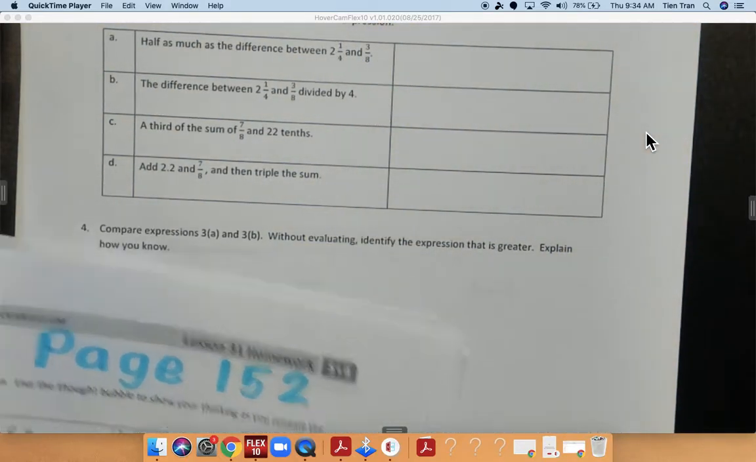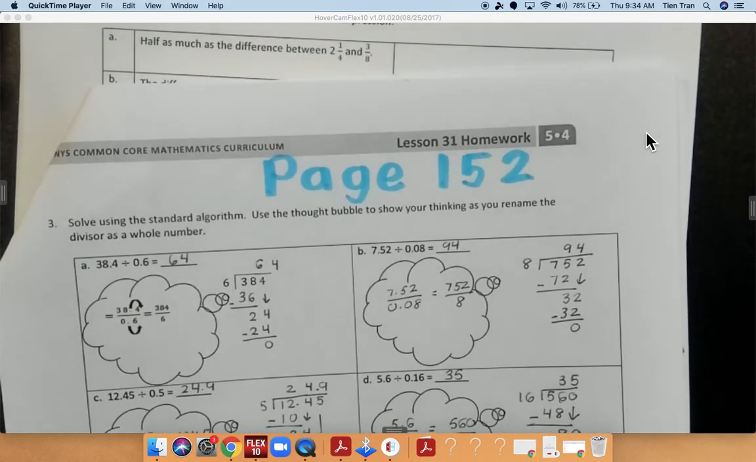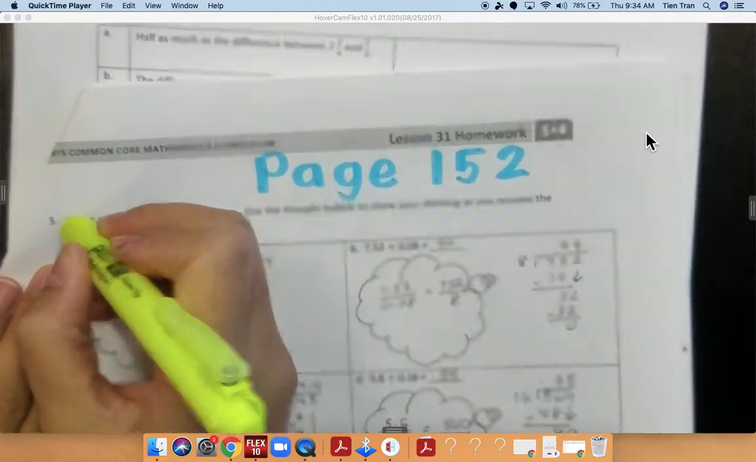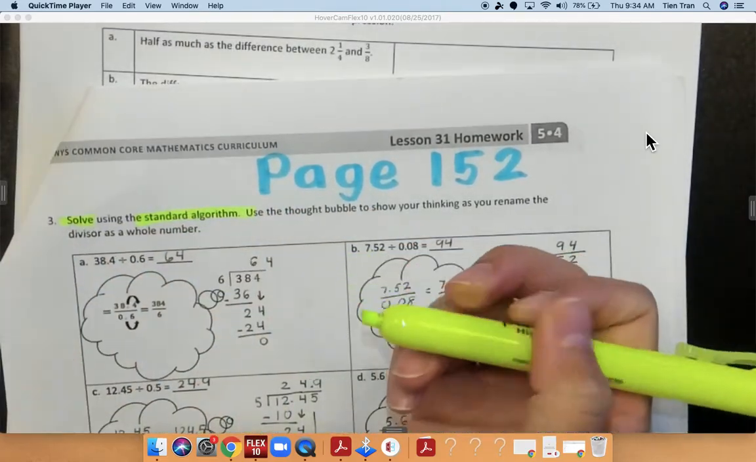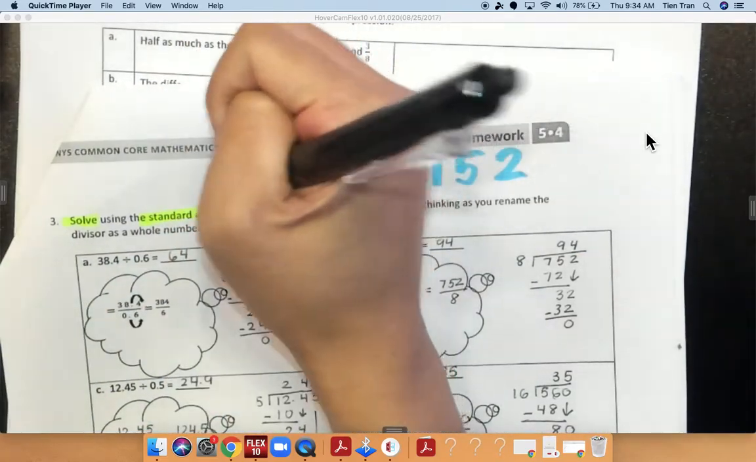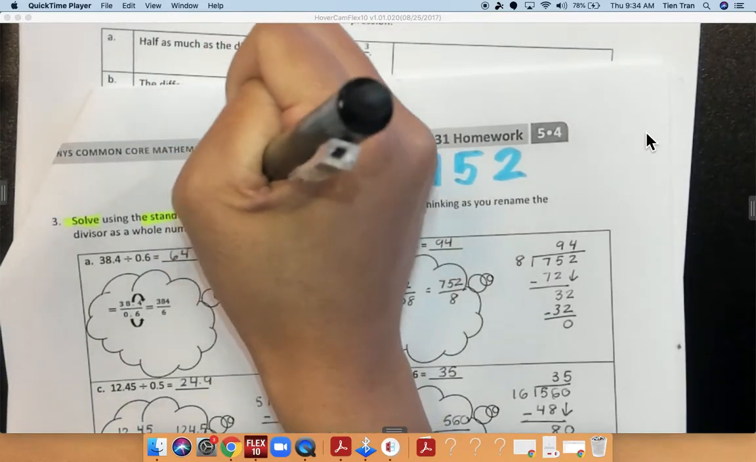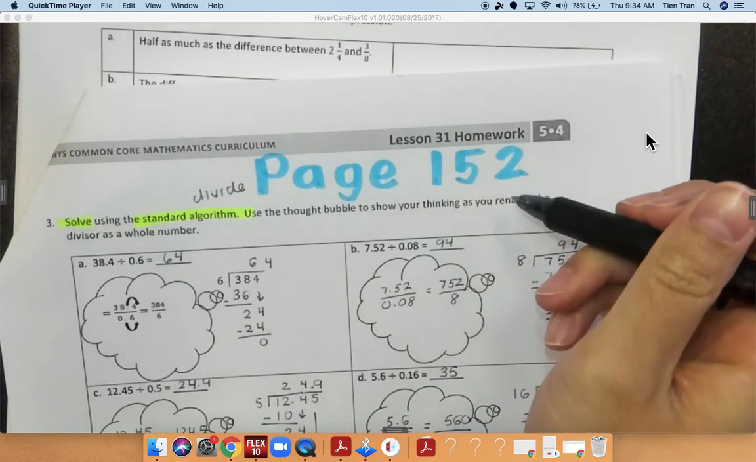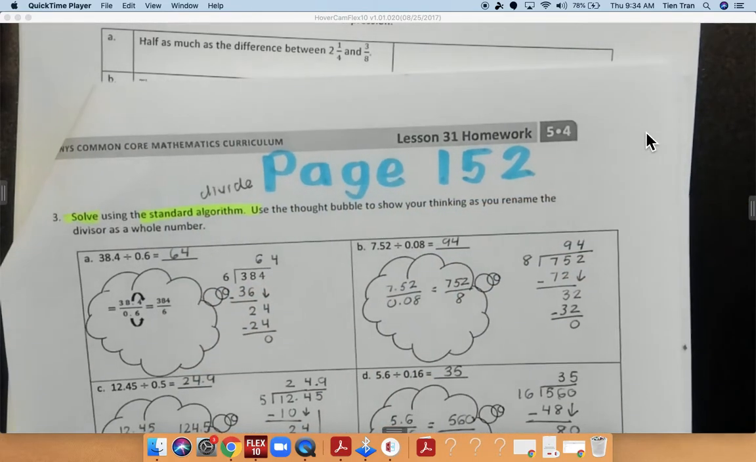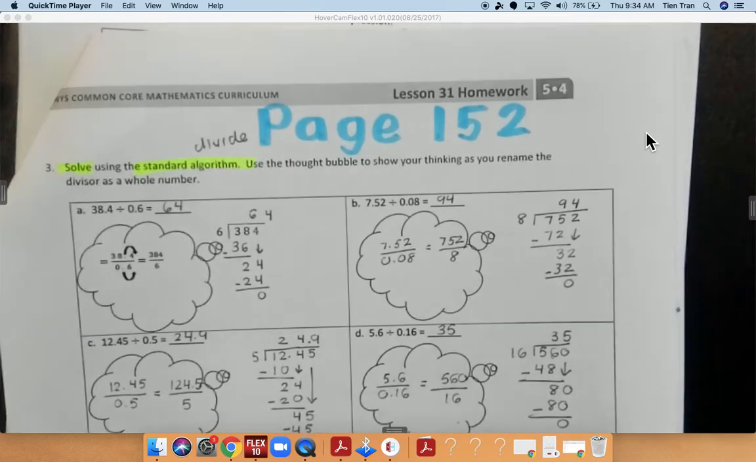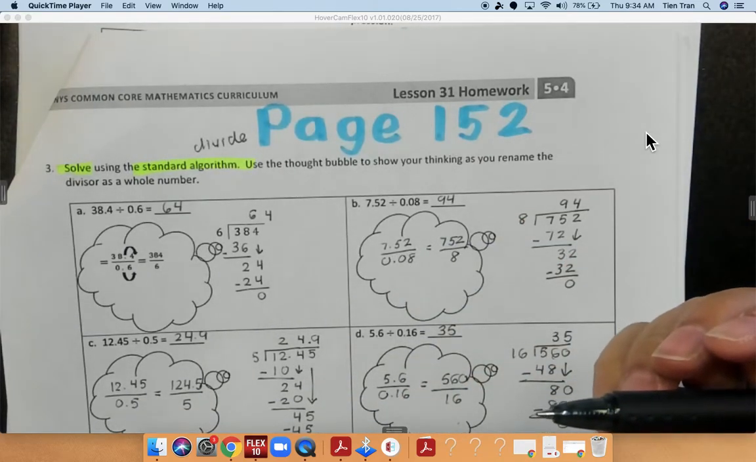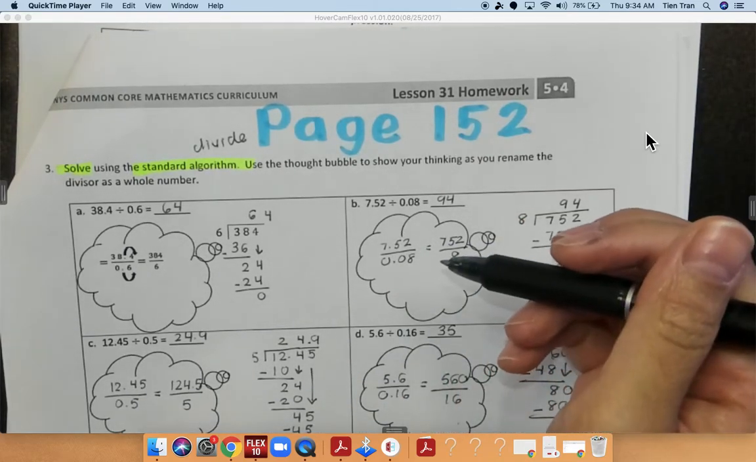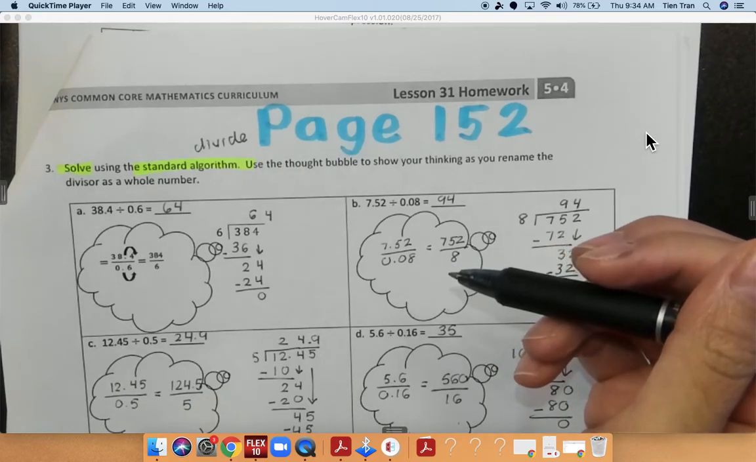Now we're going to turn the page. And for this part, they ask you to solve using the standard algorithm, which is division, right? So they're asking you to divide normally without estimation. And then they ask you to use a thought bubble to show your thinking as you rename the divisor as a whole. They want you to use a thought bubble so you understand where the decimals are coming from. So when you are solving decimals, you know also where they're supposed to go.